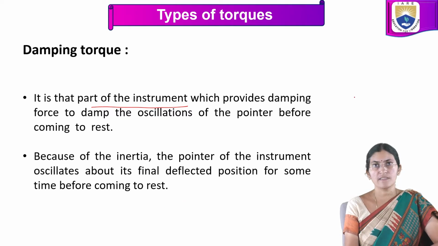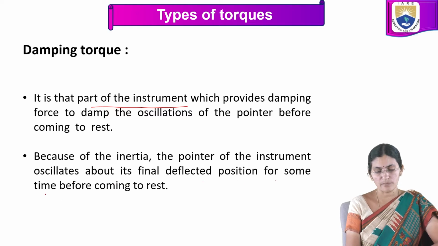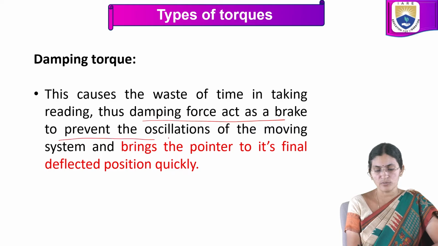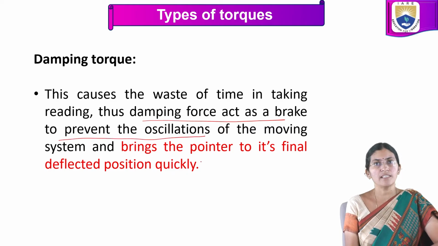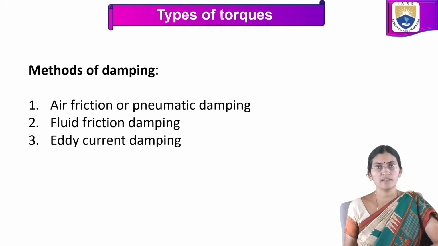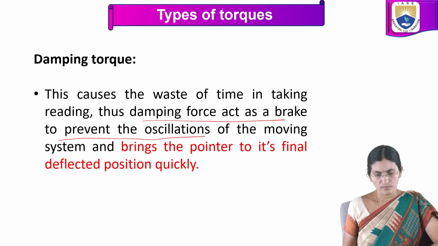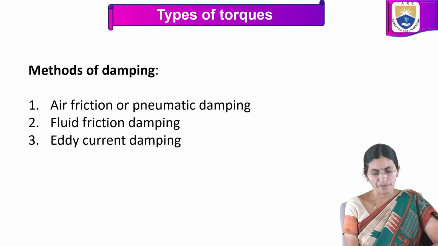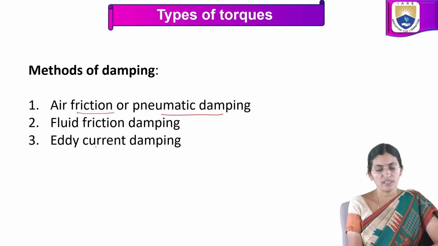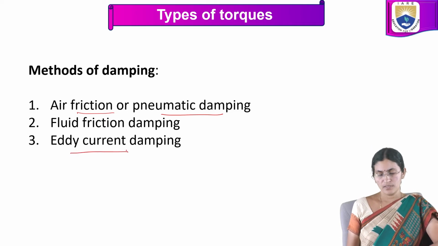Because the pointer has some mass and inertia, the pointer of the instrument will oscillate about its final deflected position for some time before coming to rest. This causes waste of time in taking the readings. So damping force will act as a brake to prevent the oscillations of the moving system, and it will bring the pointer back to its final deflected position quickly. That is the main motto of providing damping torque to the system. There are different methods of providing damping torque. First one is air friction or pneumatic damping method. Second one is fluid friction method, and the last one is eddy current damping method. We'll see one by one.